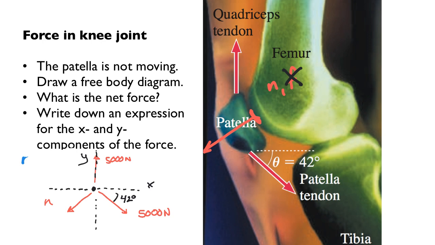The 5,000 Newton force from the patella tendon is acting at an angle, so I can break it up into components. I have a component in this direction, and that is adjacent to the 42-degree angle. So the value of that one is going to be 5,000 newtons times the cosine of 42 degrees. And then I'm going to have a vertical component that's down here. That one is going to be 5,000 newtons times the sine of 42 degrees.